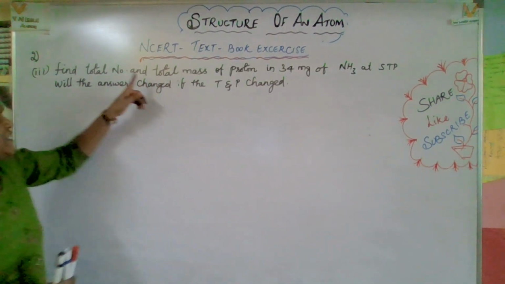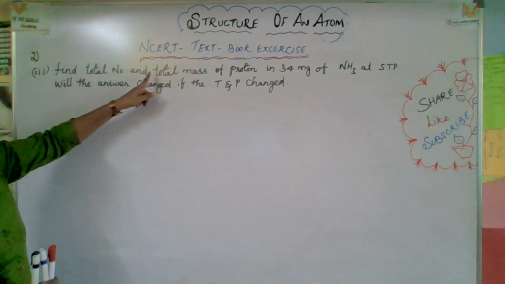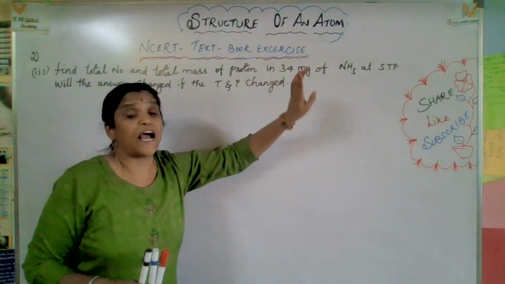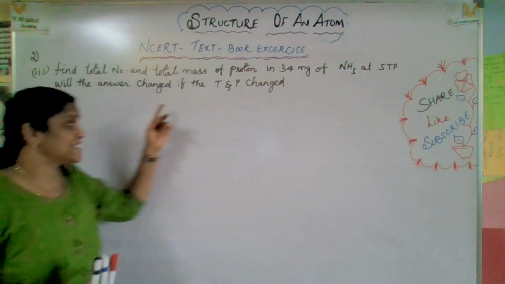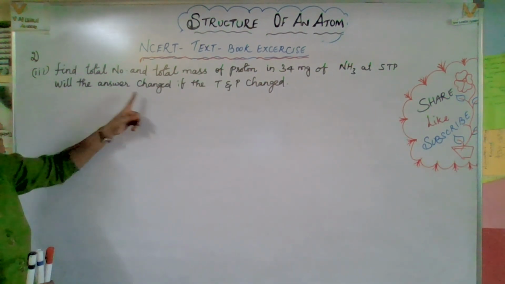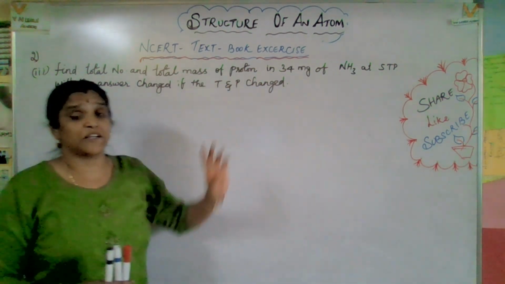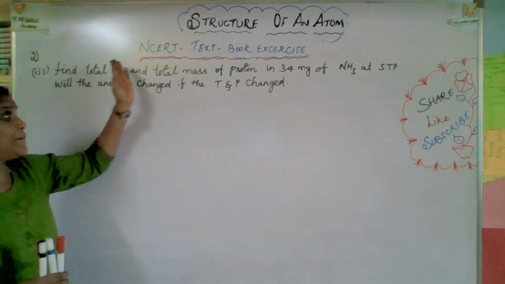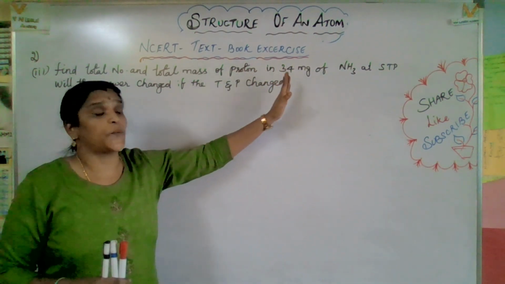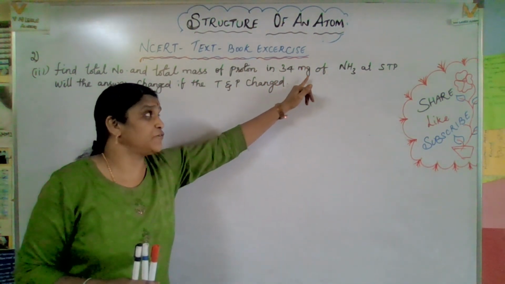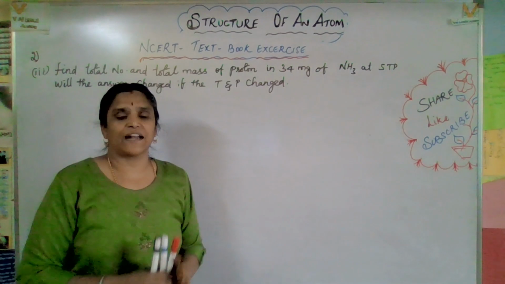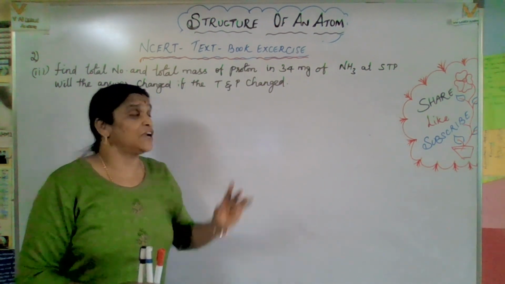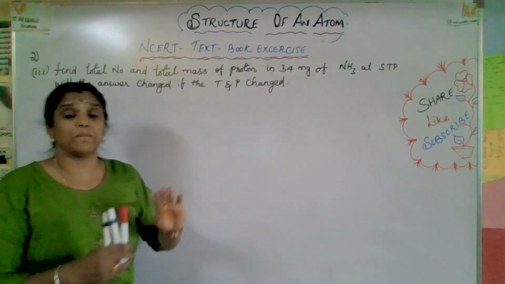The next question, it's very simple. The total number and total mass of proton in 34 milligram of ammonia at STP. Again, they are asking one question. Will the answer change if temperature and pressure changed? Actually, the question asked for total number and total mass of proton in 34 mg of ammonia. They are considering the mass. So, mass is independent of temperature and pressure.